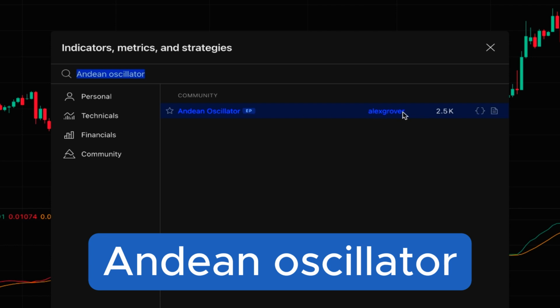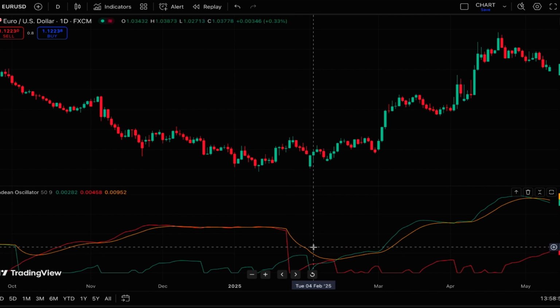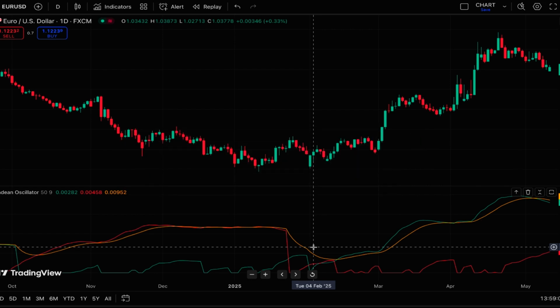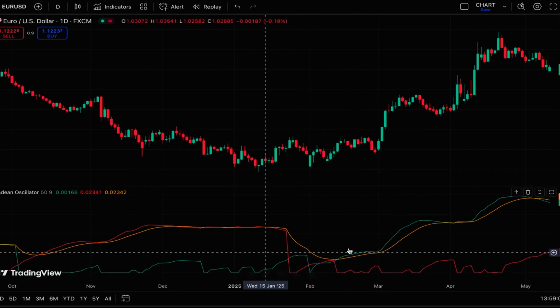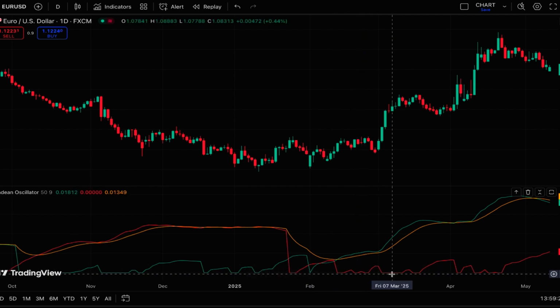Alright, the last indicator is Andean oscillator, this one, which is an editor's picks indicator and written by Alex Grover. Alright, this is the indicator, and as you can see it is added here below the chart. This indicator is one of the best indicators on TradingView platform that you can use for identification of trending and non-trending market. As you can see, we have three lines here: green line, orange line and red line, and the position of these lines in relation to each other can help us to know if the market is trending or not trending and what is the direction of the trend.